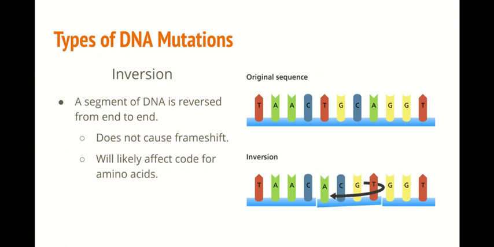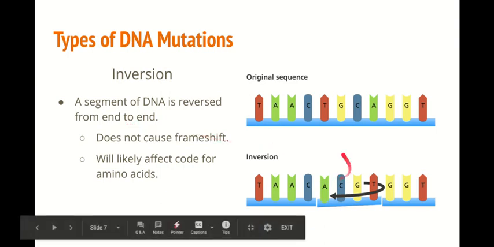All right, the next type of DNA mutation we're going to talk about is called an inversion. So remember, when we invert something, we kind of reverse it. We flip it on its head, if you will. So an inversion is when a segment of DNA gets reversed from one end to another. So for example, the T was over here in the original sequence, but now that it's been flipped around, the T is over here. So we took this whole sequence and we flipped it on its head. We reversed the direction of this specific grouping of nucleotides.